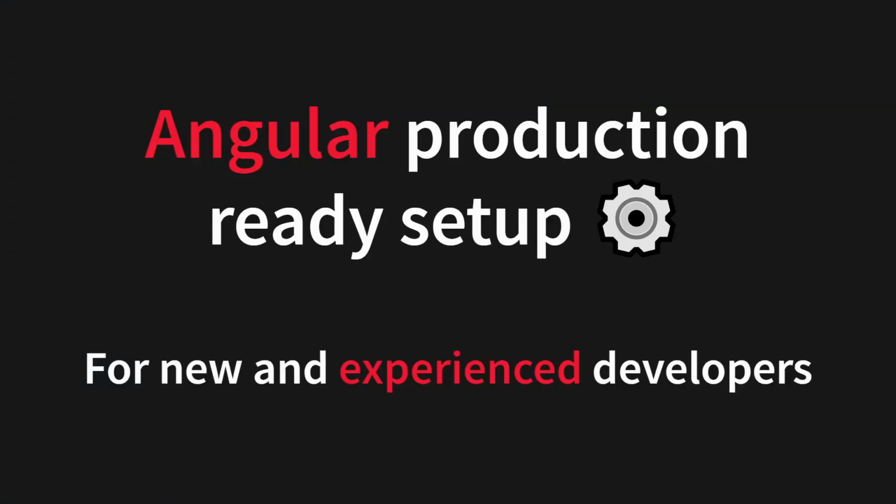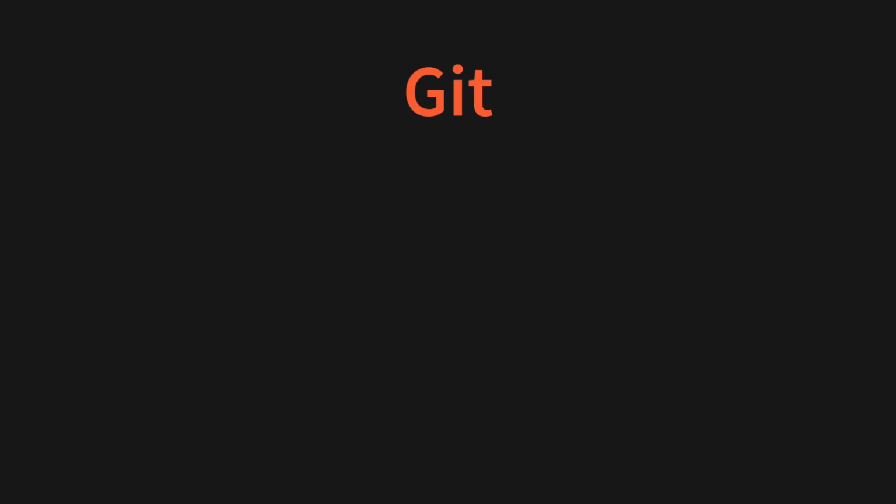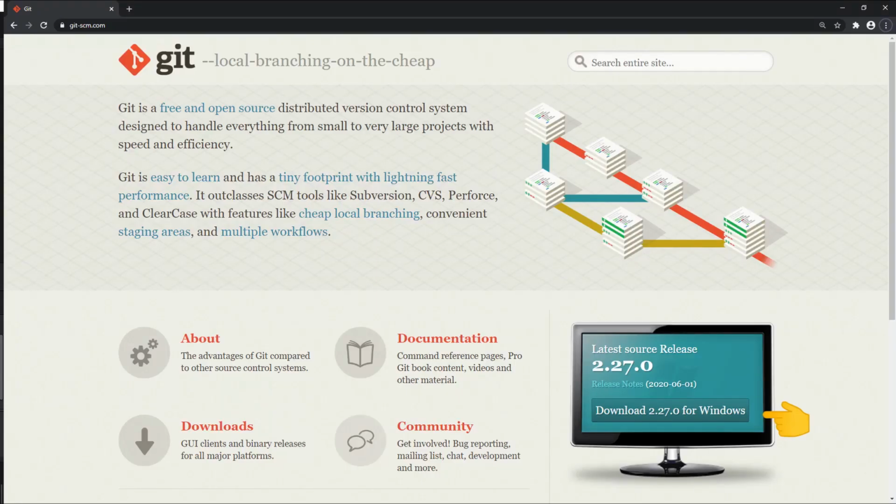Before we can start, we have to set up our development environment. You can skip this part if it's already ready, but I highly suggest you watch it anyway, as I have some extra tips and tricks for experienced developers. The first thing we need is Git. This is a version control system made so it's so much easier to collaborate on writing good code.